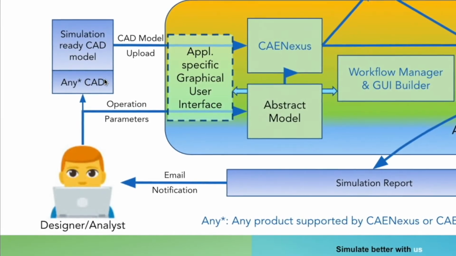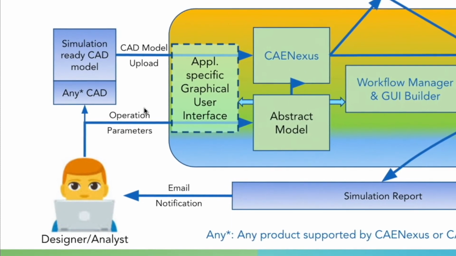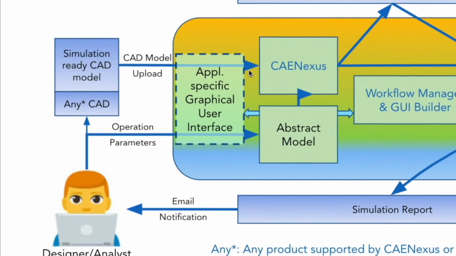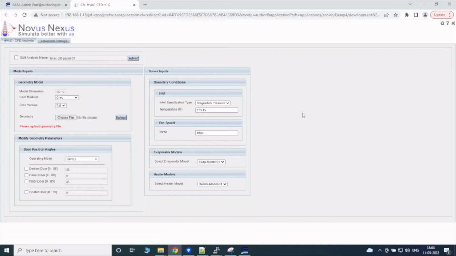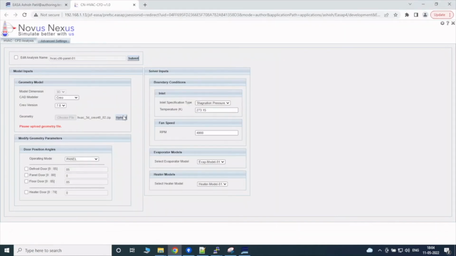So let's zoom out of that CAD model now that's been labeled and tagged, and we're going to see how, through a specific web app that we've created, it can automatically be uploaded to CA Nexus. So here you have Novus Nexus's ESA basic web app, and you can see the user designer in this case can simply choose the CAD modeler, the version, and upload the geometry. In this case, we're uploading the one that we just were looking at.